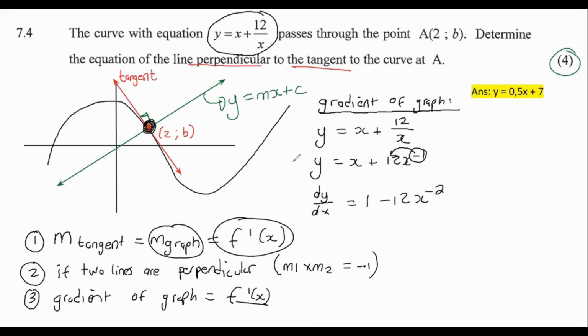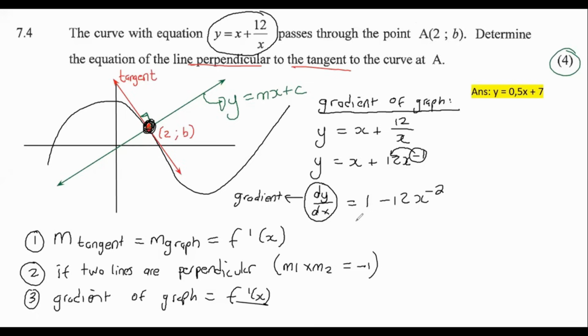Now, we know that this first derivative, this thing over here, stands for the gradient. So we can find the gradient of the graph by just plugging in the x value of that point. Remember, the x value of that point is 2. So I can go and plug in a 2 now.